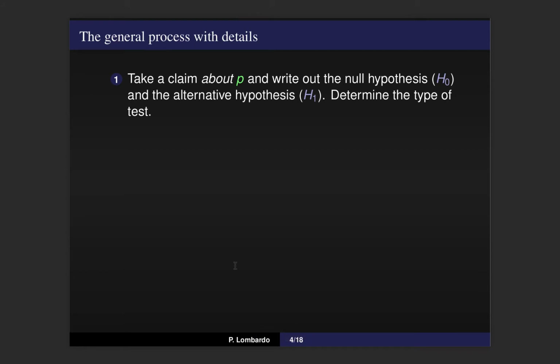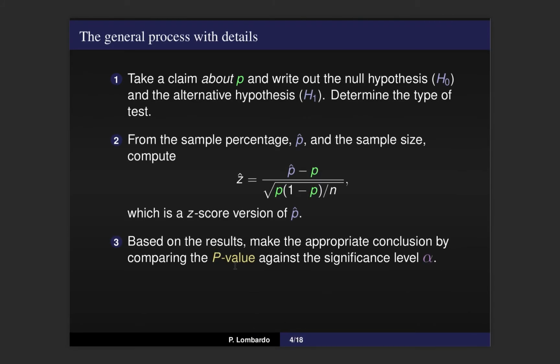So let's jump to our general process. The first thing we're going to do is take a claim about a population percentage and write it out in terms of the null and alternative hypotheses for the claim that we're testing. We'll determine the type of test. From the sample percentage, which we can compute from our data, we're going to compute a z-score version of the sample percentage we actually observed. It's going to use a different formula. Again, this is on our exam, so we don't have to worry about memorizing it, but we do need to know the terms inside of it.